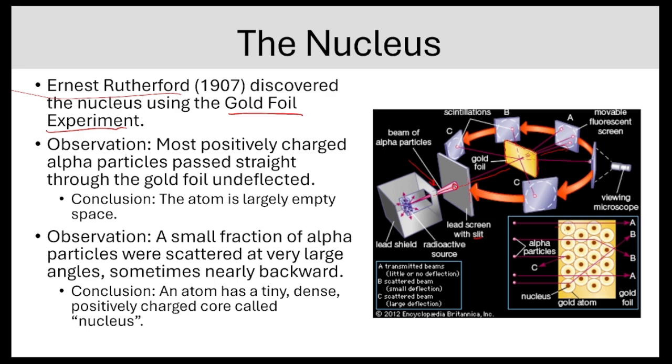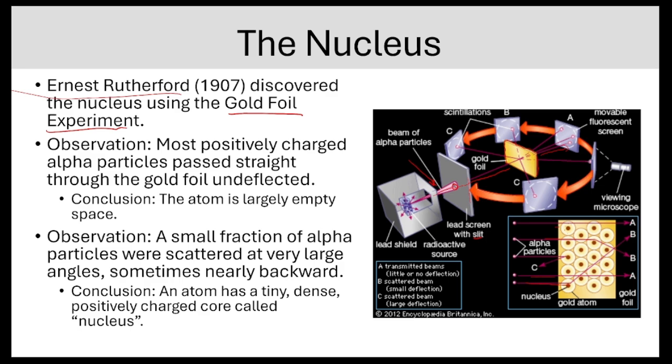However, what he saw was that the vast majority of alpha particles did in fact pass straight through the foil. We can see here that a vast majority of the alpha particles pass through the foil without any deflection. And with that, what he concluded was that the atom is mostly empty space.